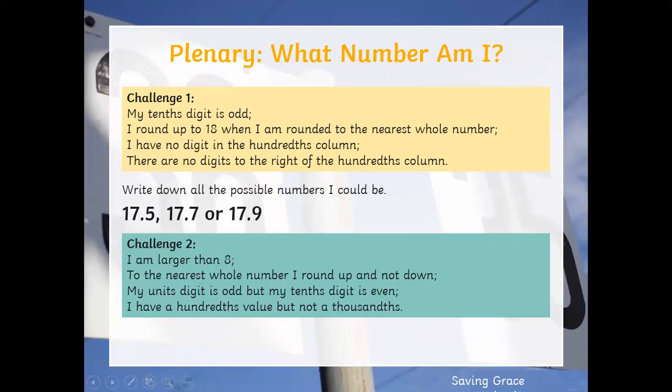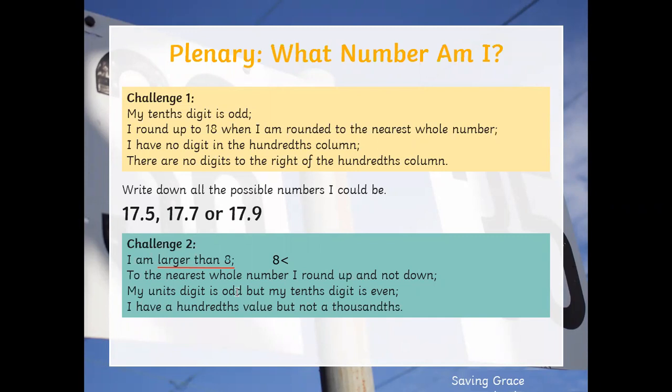So here's another challenge. I am larger than 8. To the nearest whole number, I round up and not down. So it's larger than 8, so it must be 8 point something. Okay, let's highlight it. I am larger than 8. So we can make a little note. It must be about larger than 8. To the nearest whole number I round up and not down, so it means it goes up.